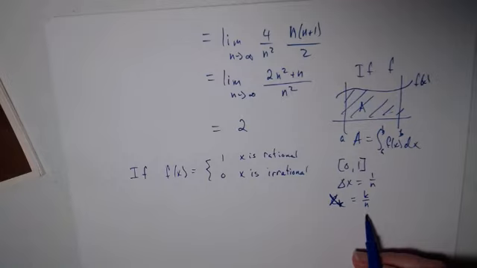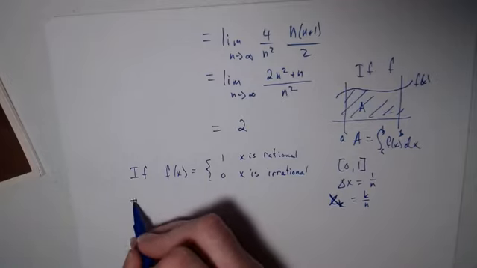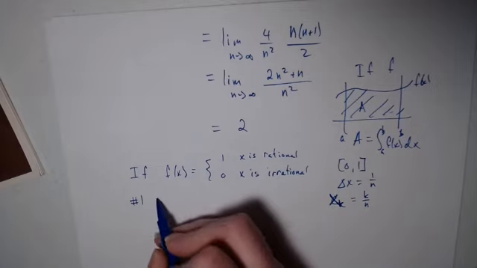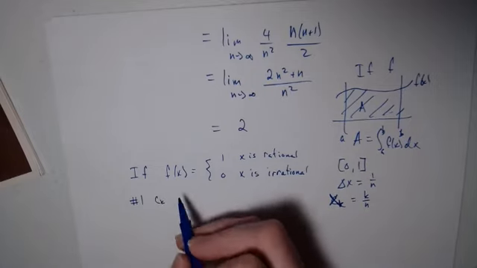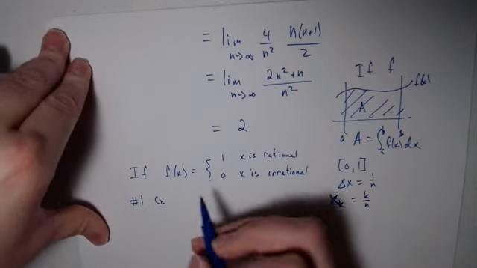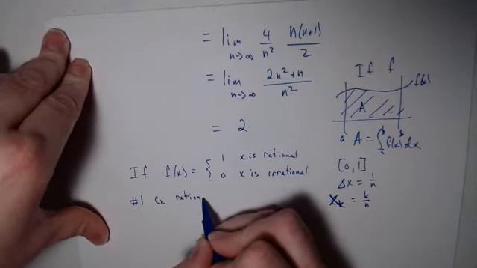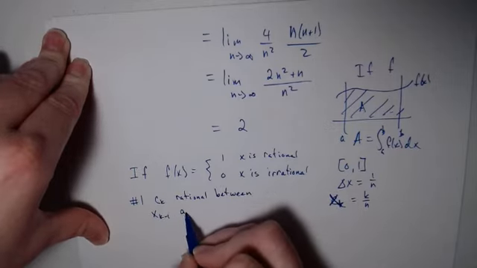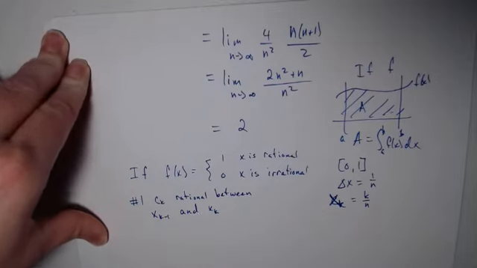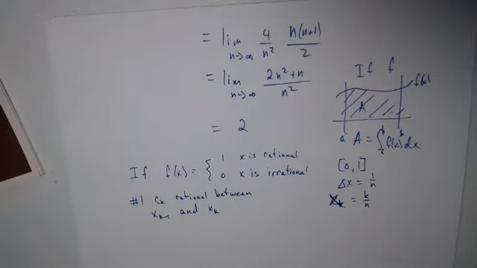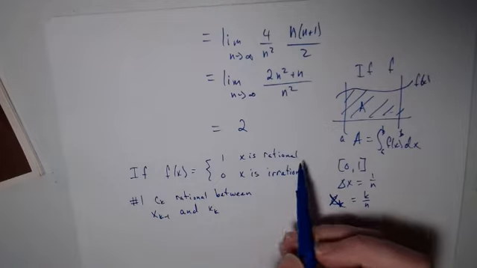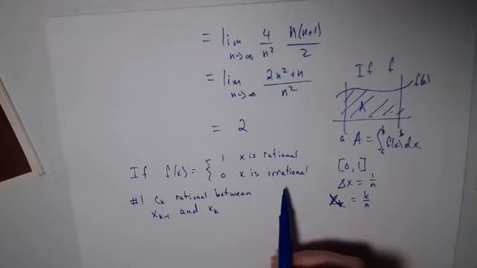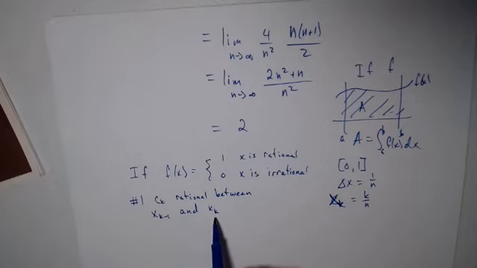In between each of these numbers, we're going to do this two ways. First, we're going to pick ck to be a rational between xk minus 1 and xk. Now, you may not recall this, but I'm sure somewhere along the line you've heard that between any two numbers there is a rational number, and between any two numbers there is an irrational number. So no matter what xk minus 1 and xk are, we can find a rational number between them.